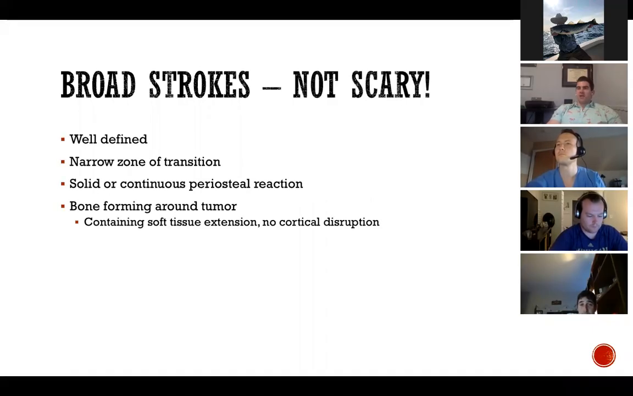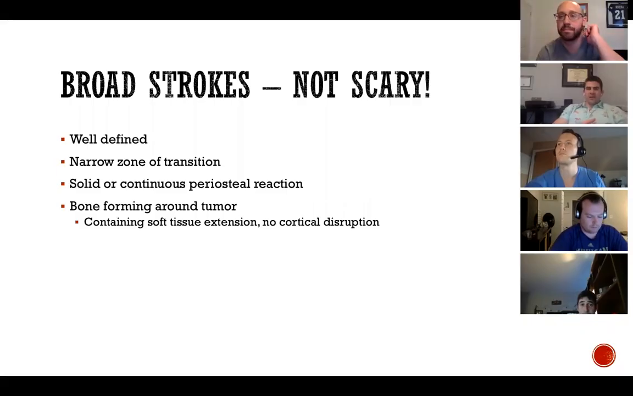Things that are not scary, right? Things that are well-defined, things that have a narrow zone of transition with a solid continuous periosteal reaction or rim of sclerosis, and with bone forming around the tumor, kind of containing it without it breaking out of the cortex, right? These are showing you it's a less aggressive lesion.